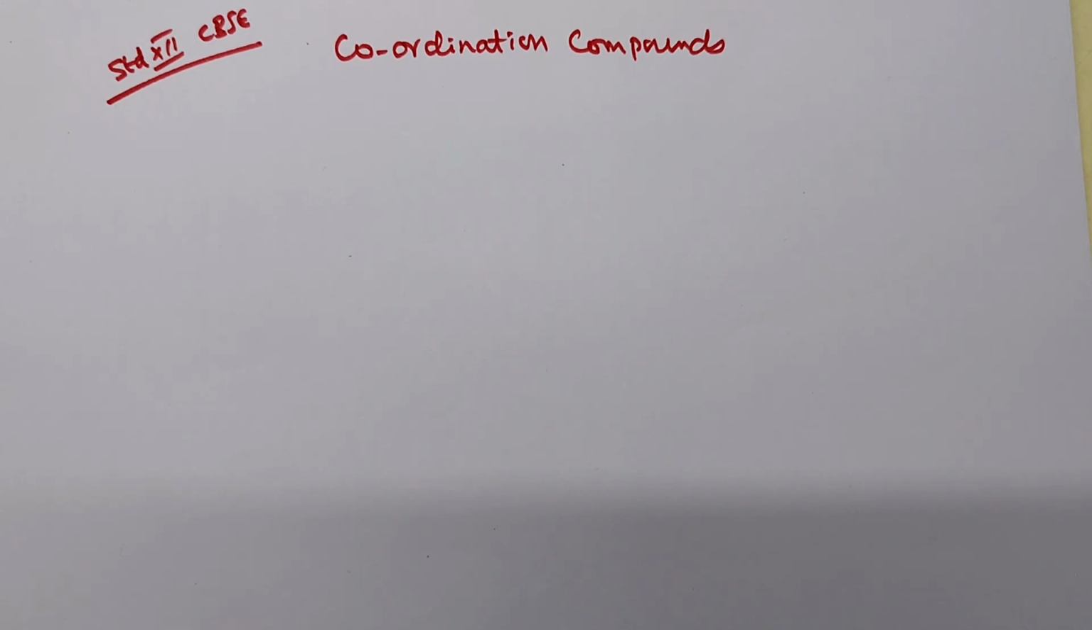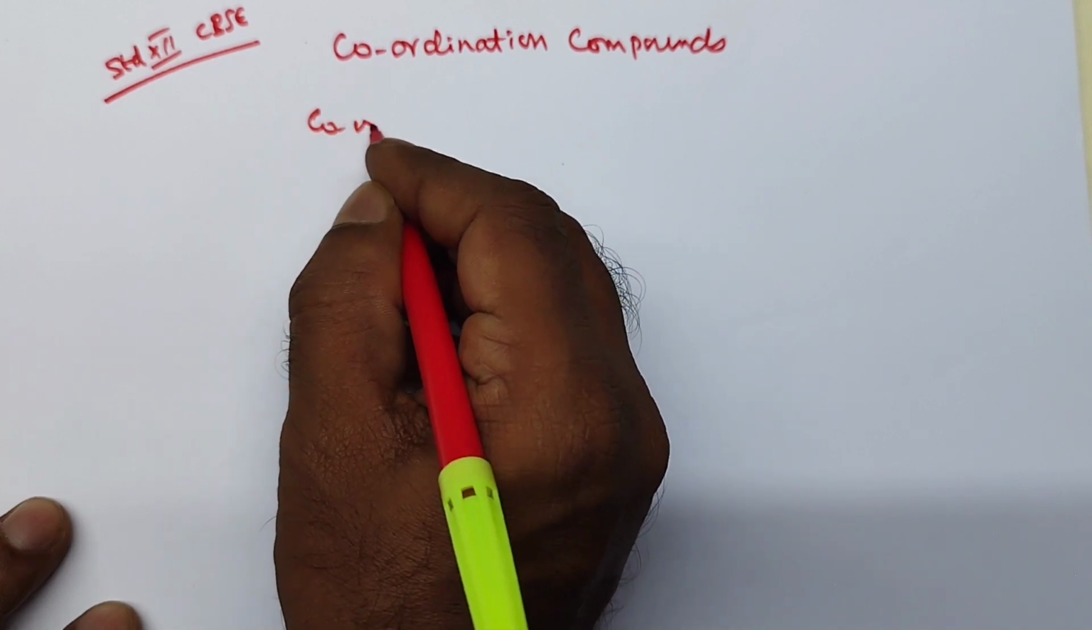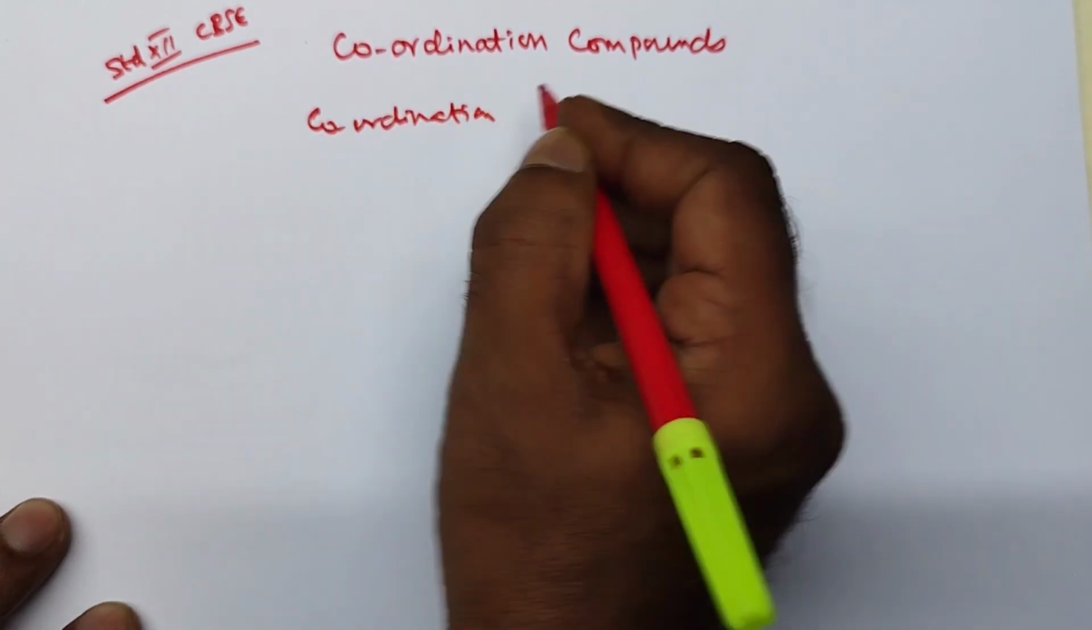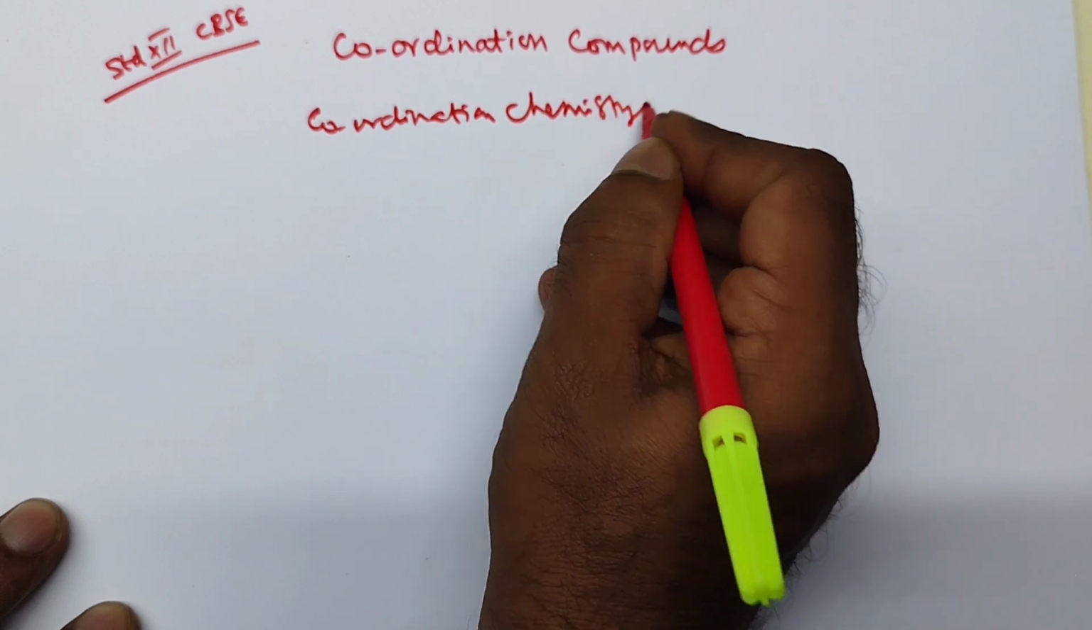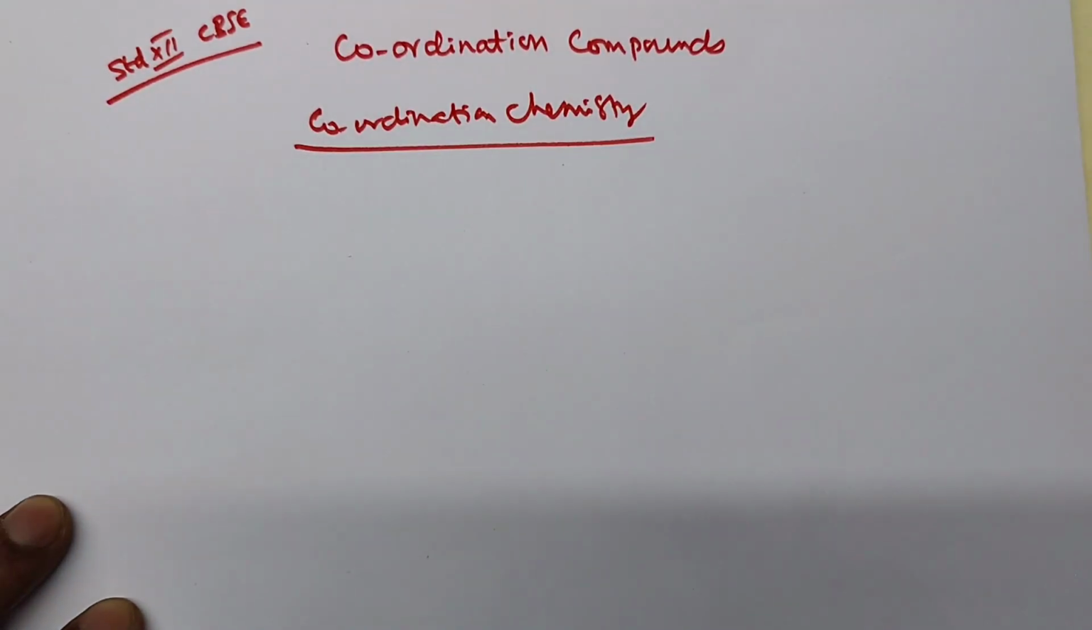In this particular video, we are going to discuss coordination compounds, which belongs to the 12th standard chemistry chapter. In coordination compounds, first we have to see what is meant by coordination chemistry. The branch of inorganic chemistry dealing with the study of coordination compounds is known as coordination chemistry.